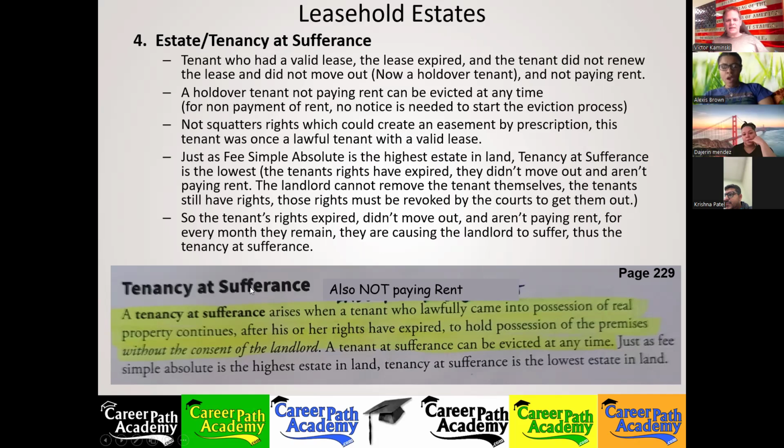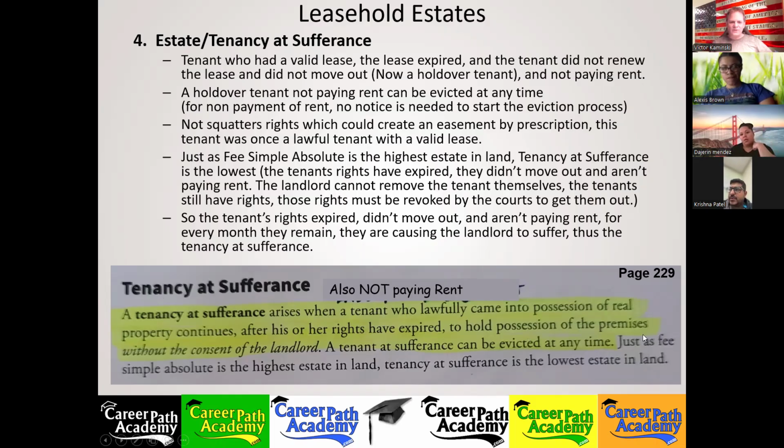So make sure you highlight this, but when you highlight it, also write that they're not paying rent, because the book forgot to enter that very important little detail. You're not paying rent. To be a tenant at sufferance, the book just says a tenant at sufferance arises when a tenant who lawfully came into possession of real property continues after their lease rights have expired. No, that's just called a holdover tenant.